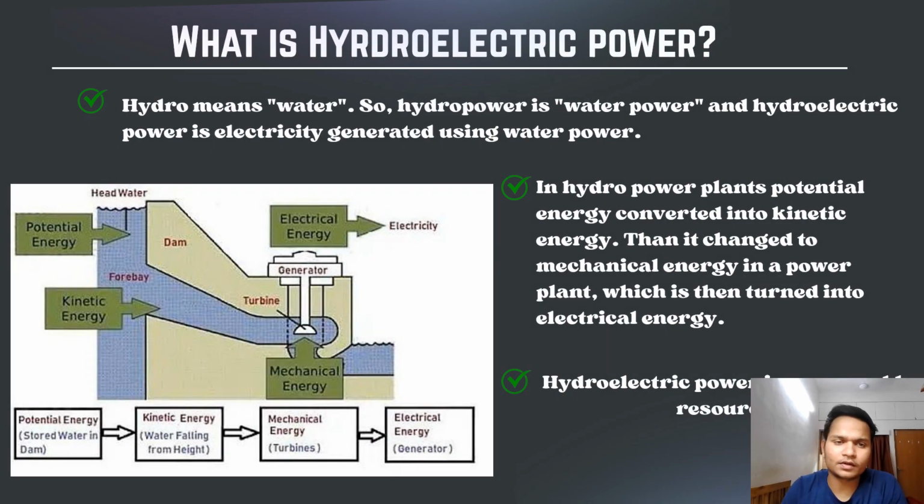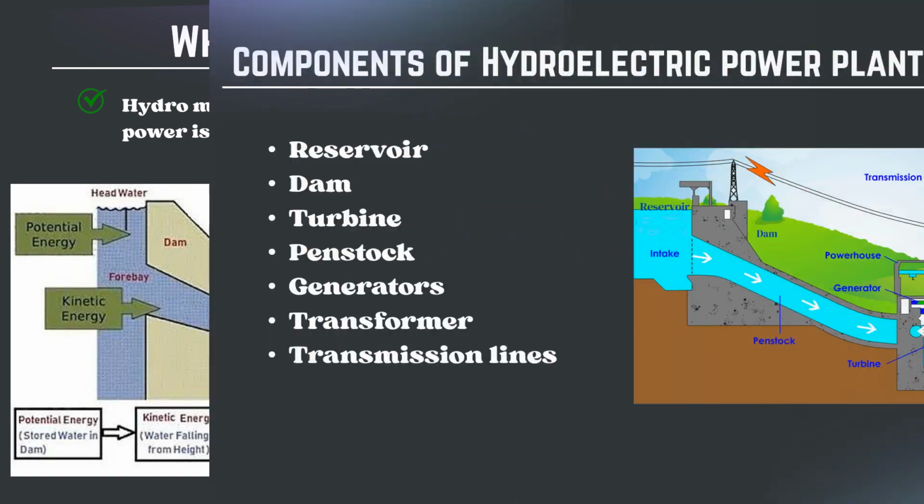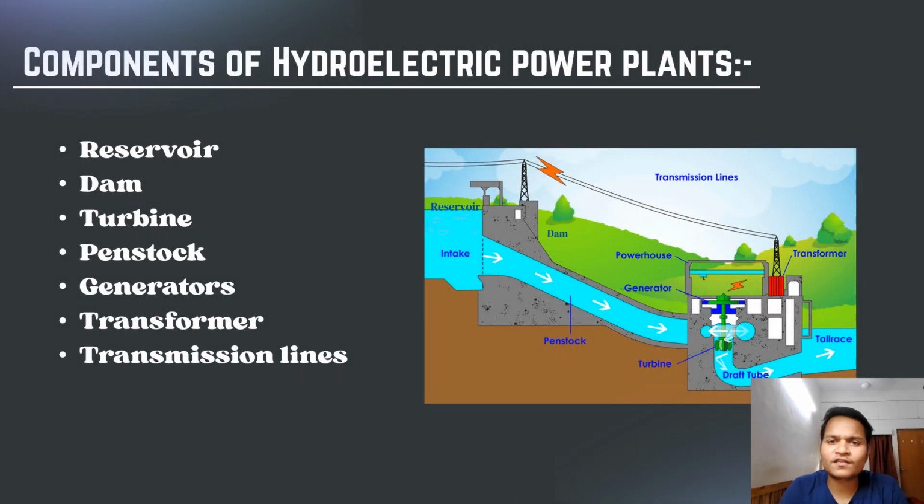What is hydroelectric power? Hydro means water, so hydropower is water power. And hydroelectric power is electricity generated using water power. In hydropower plants, potential energy is first converted into kinetic energy, then the kinetic energy is converted into mechanical energy, and then that mechanical energy is converted into electrical energy. Hydroelectric power is a renewable resource. Now, the components of hydroelectric power plants: reservoir, dam, turbine, penstock, generators, transformer, transmission lines.